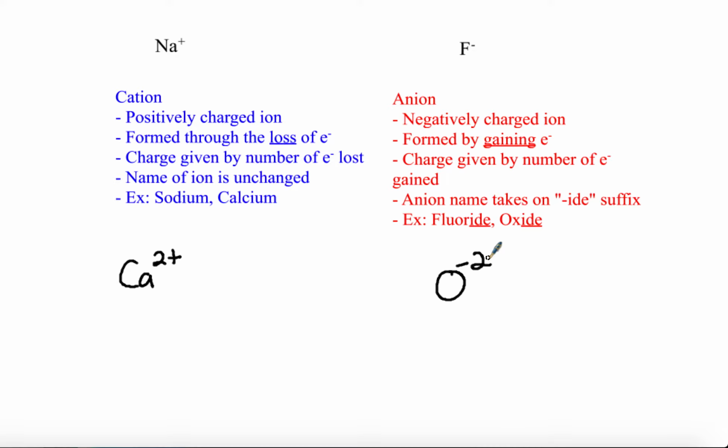Now the name of the anion does actually vary a little bit. With the cation, the name doesn't change, but the anions take on this "ide" ending. So fluorine becomes fluoride. We drop the original suffix, now we add an "ide" to the end. Oxygen becomes oxide. Okay, so the cation name does not change, but the anion name changes that ending to an "ide."